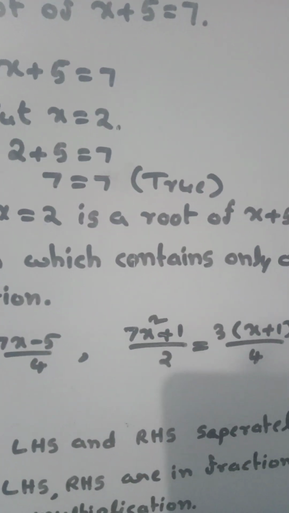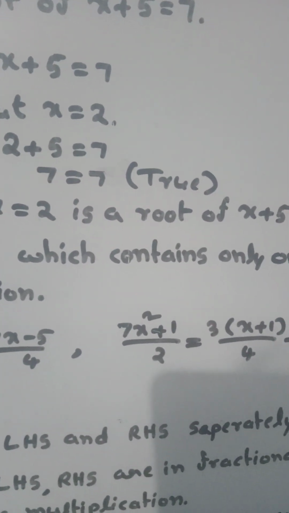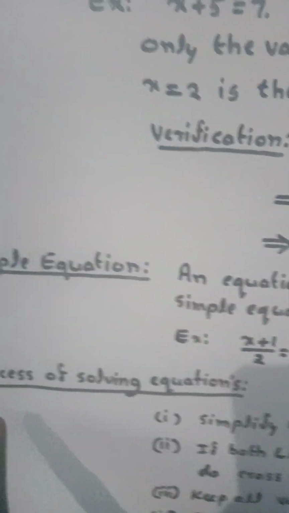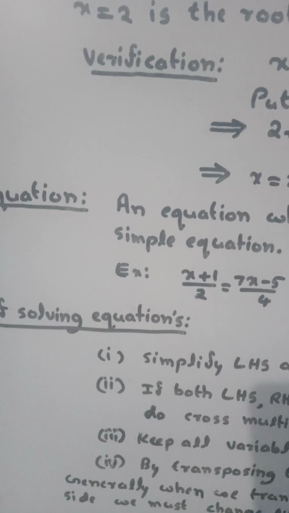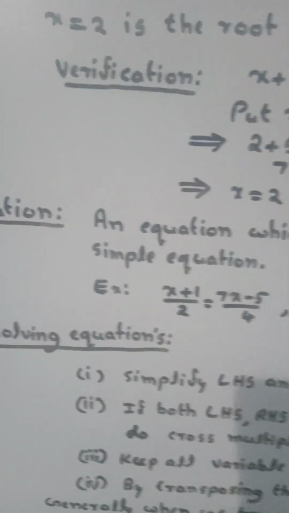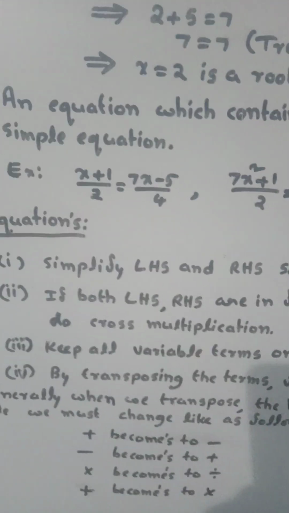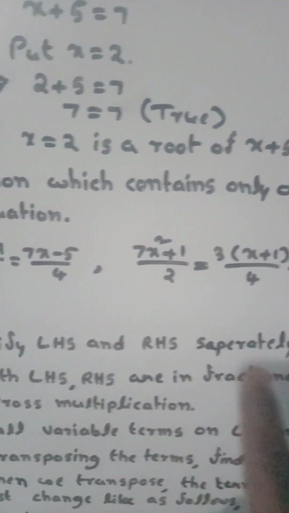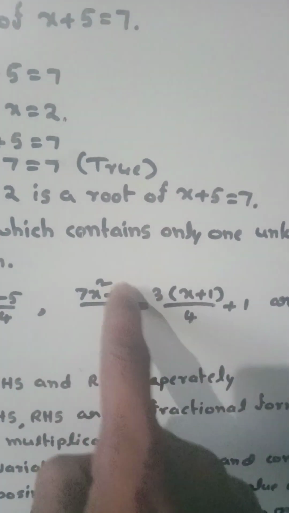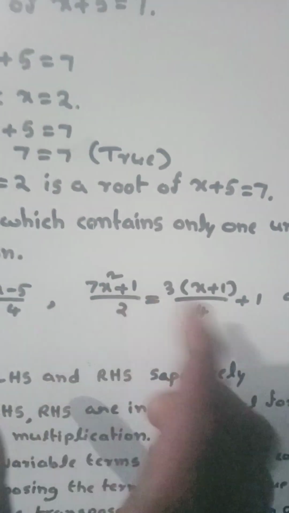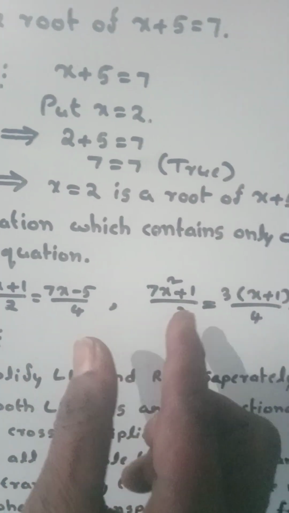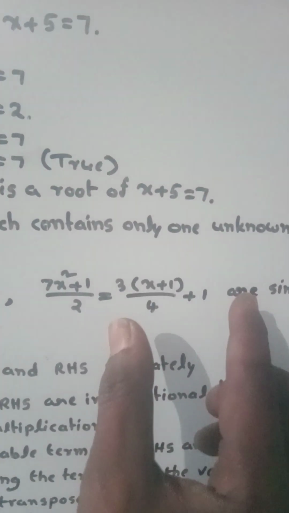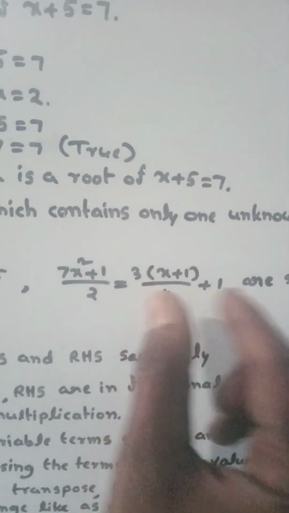Now how do we solve simple equations? We will now discuss the process of solving equations. Whenever you want to solve equations, you need to remember some points very carefully. First, simplify LHS and RHS separately. Suppose the LHS contains many terms; if it is possible to simplify them, you need to simplify them. Likewise, you should simplify the RHS parts also.